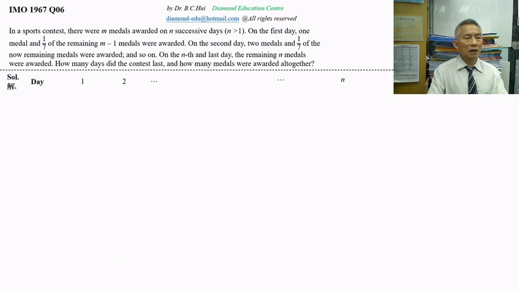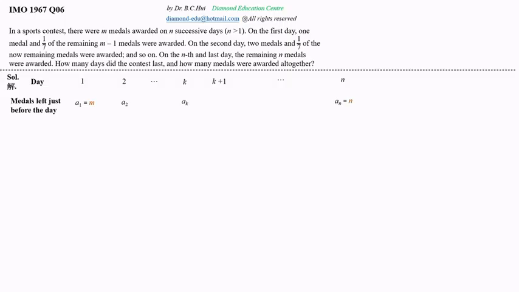So, let's list out the number of days, 1 up to N. The number of medals left just before the first day, we call it A1. That equals M. Let A2 be the medals left before the second day. So before the last day, we had AN equal to N medals left. Let's say on the Kth day, just before the day, there were AK medals. And write down AK+1 as well.